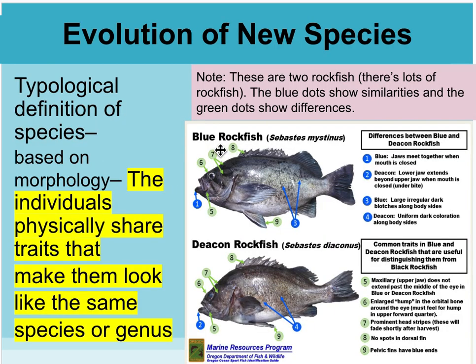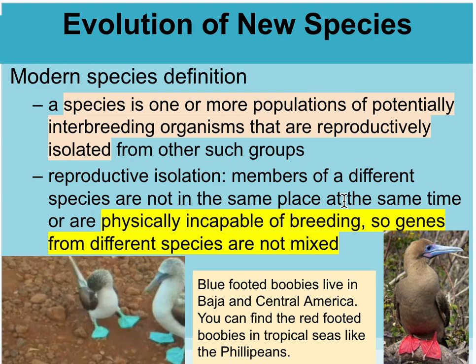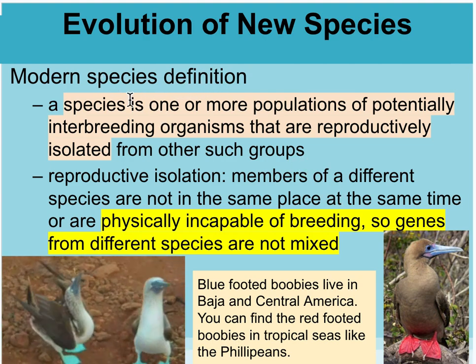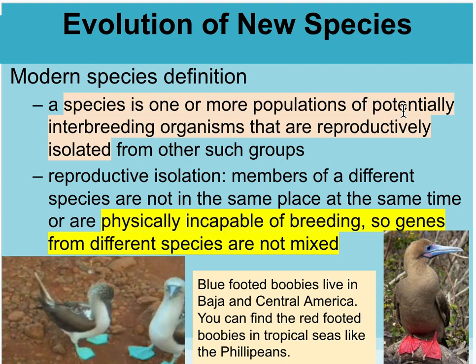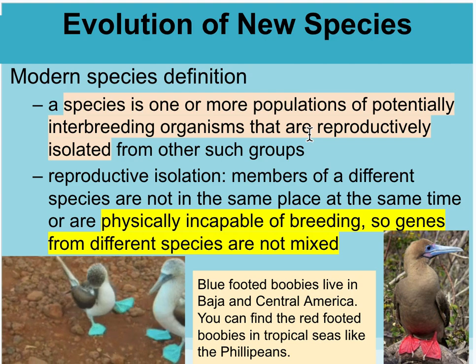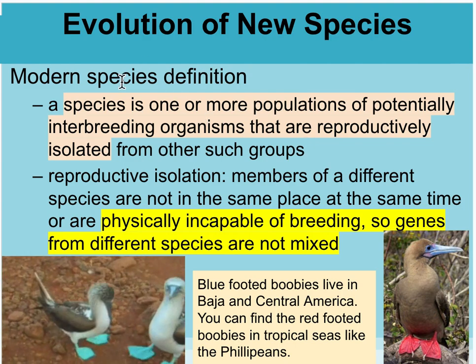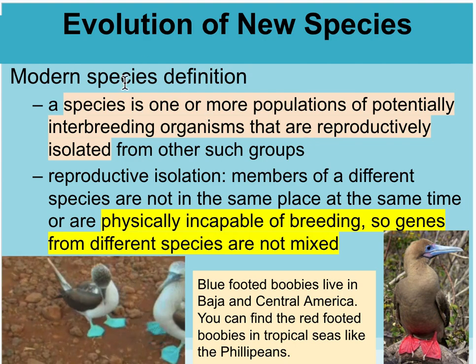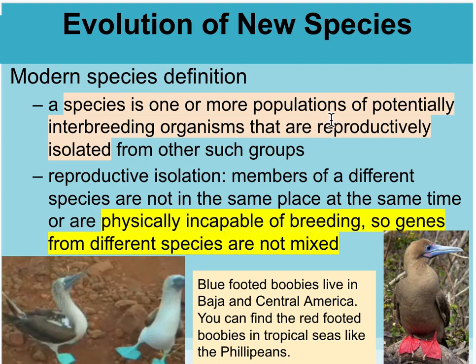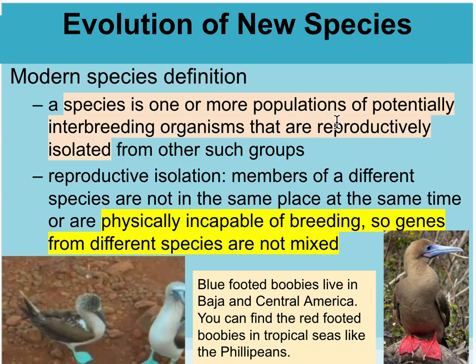Here are two pictures of rockfish. What's interesting about this picture is that in all of the green spaces, these rockfish are nearly the same, but the blue dots are places where they are very, very different from each other. So even though they may look similar, they are different species. So the modern species definition is this: a species is one or more populations of potentially interbreeding organisms that are reproductively isolated from other such groups. If you copy and paste this definition, you'll find it all over the internet, because it has been decided that this is the modern definition of a species.